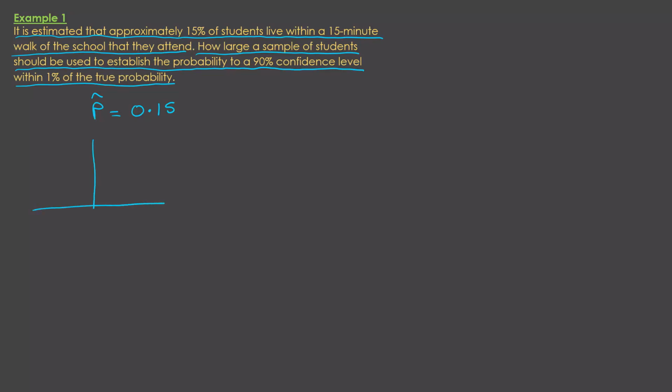What we're after is having 0.15 here, a margin of error of 0.01 because it's within 1%, and the area here being 0.9. Now, there's a few different ways that we could go about this.